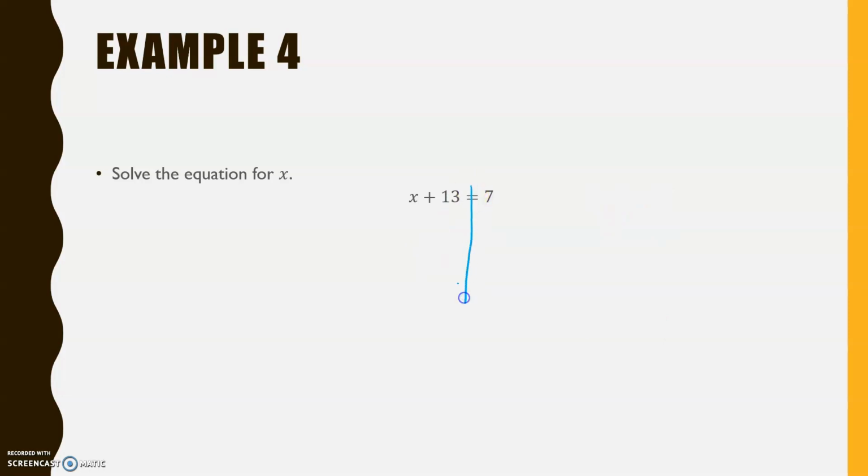Drawing my line. Opposite of plus is minus. So I subtract 13 from both sides because what I do to one side, I do to the other. These cancel, and I just have x equals 7 minus 13. Since the signs are different, 7 is positive and the 13 is negative, I'm going to subtract them. 13 minus 7 gives me 6.